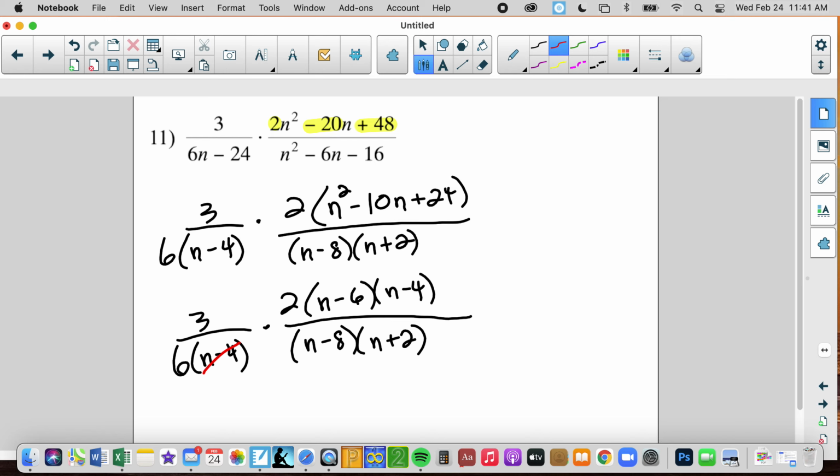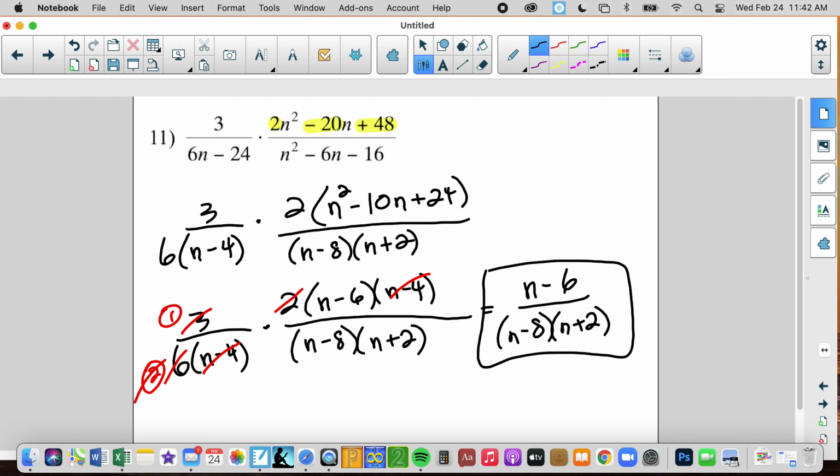n minus 4 cancels. Did I do it right? So now 16, 8, that's right. 24, 6 and 4, yeah. Bummer here, all right. But 3 and 6 can cancel, that becomes 2. 3 goes into 3 once, 3 goes into 6 twice. And then the 2 here and the 2 there cancel. All right, so we are left with n minus 6 over n minus 8 n plus 2.